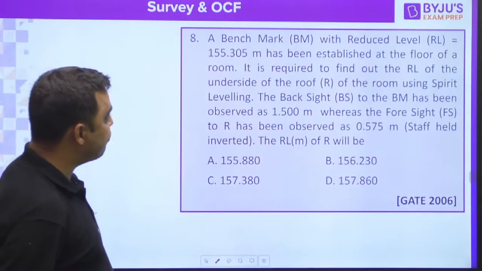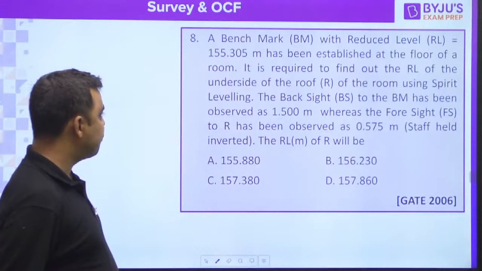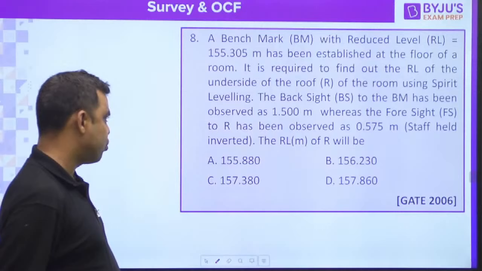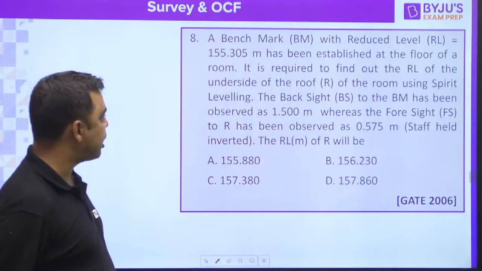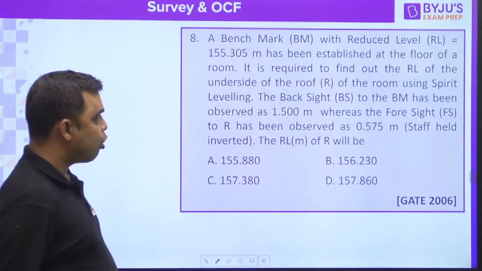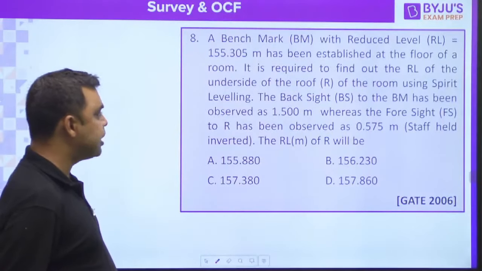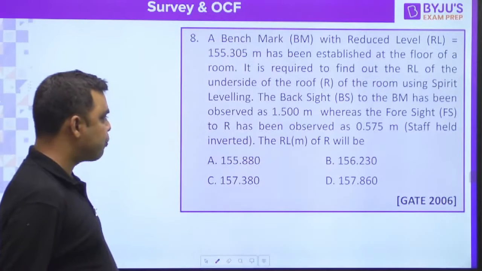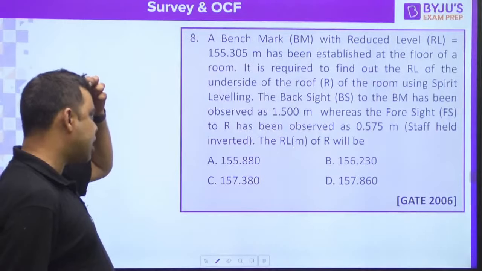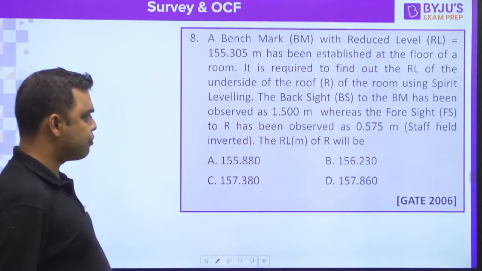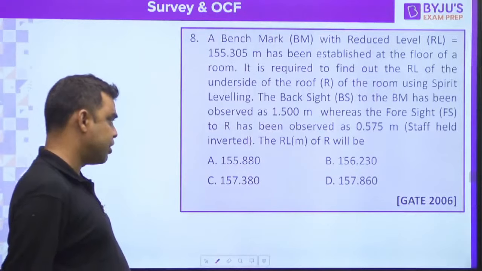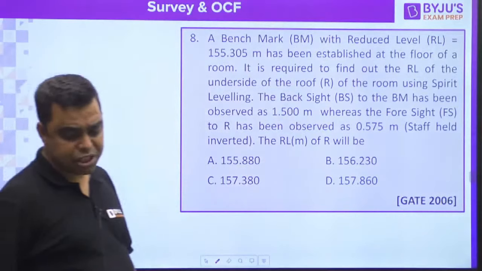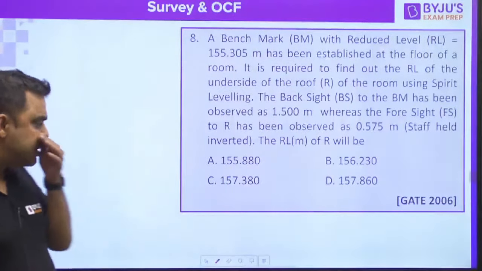A benchmark BM with a reduced level RL of 155.305 has been established at the floor of a room. It is required to find out the RL of the underside of the roof of the room using spirit leveling. The backsight to the benchmark has been observed as 1.5 meter, whereas the foresight to the roof is observed as 0.575 meter, with the staff held inverted. Find the RL of the roof. Very easy question, dead easy.